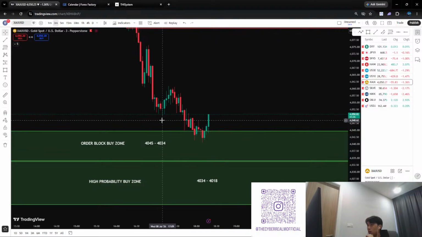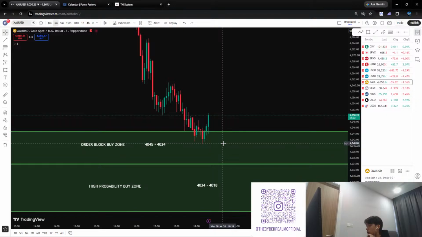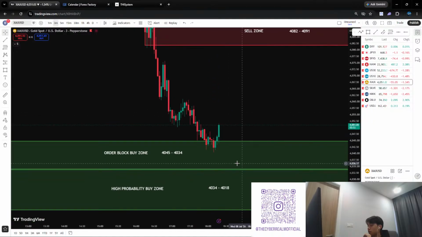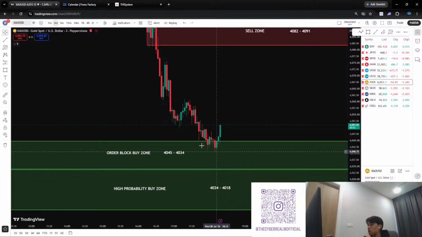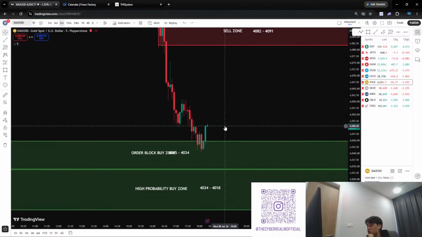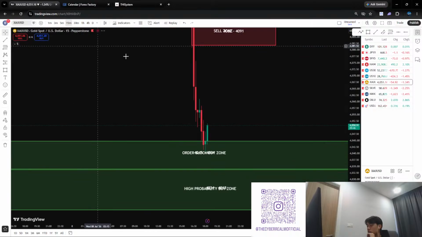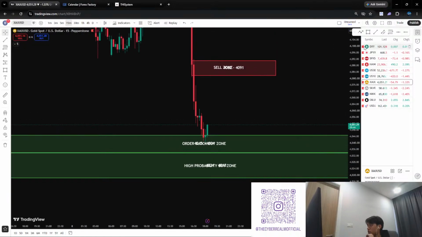Gold is still flying up for some reason. It's about 100 pips from our order block buy zone, but we did not enter any trade, so it's alright. We will just be patient and wait for it. Like I said, the higher probability is actually sells. It's the sell zones, so we can look out for that as well.